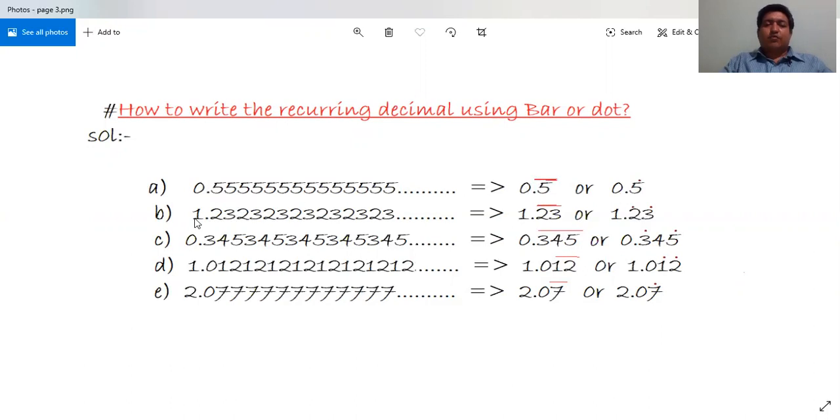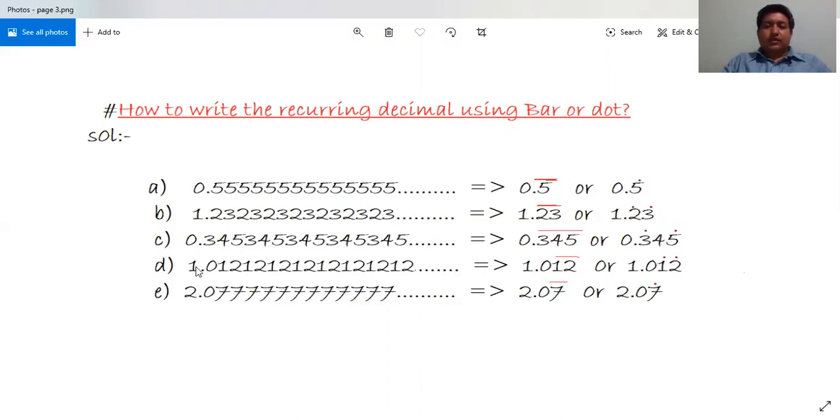Okay, similarly, if you have 1.232323 and so on, in place of writing this, you can write 1.23 with a bar over 23, or else 1.23 with a dot over 23, right? If you have 0.345345345 and so on, you put a bar over 345, or else you put a dot over 3 and a dot over 5. You should be careful: in case of using dots, you put a dot over the first repeating digit and a dot over the last repeating digit. You can leave out the middle digits, right?